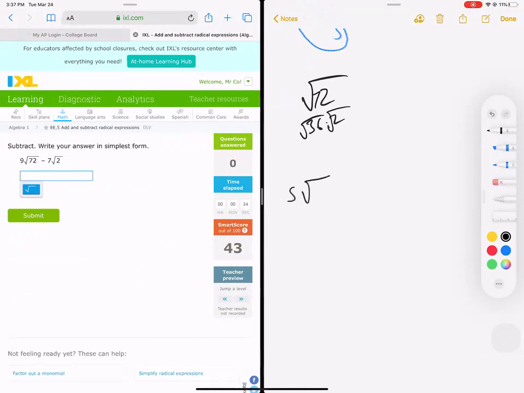Okay, so let's say it was just 5 square root of 3 plus 2 square root of 4. No, not square root of 4, I'm sorry, square root of, let's say, 5. These are not like terms, so you cannot combine them.